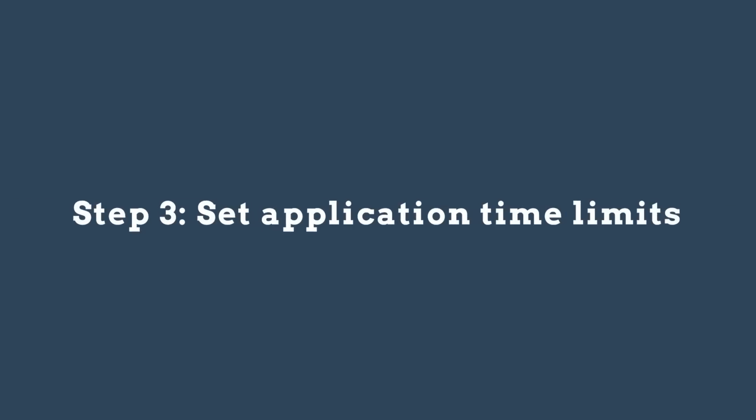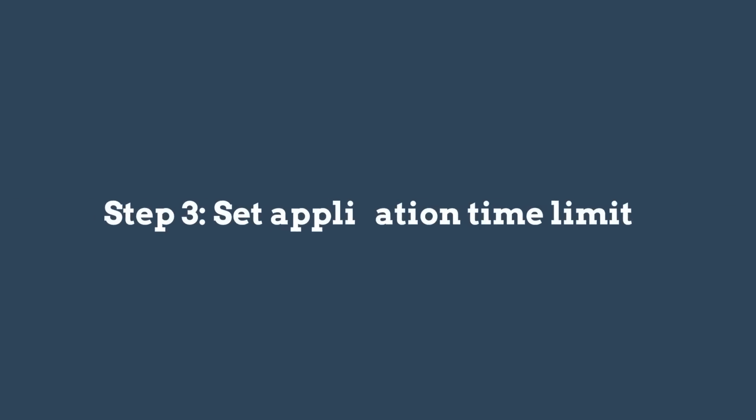Now, after notifications, step 3 is setting time limits on your remaining apps. Setting time limits on apps that you did decide to keep, but know that you still have the tendency to overuse, like maybe your work email or something, is a great way to help mitigate that.